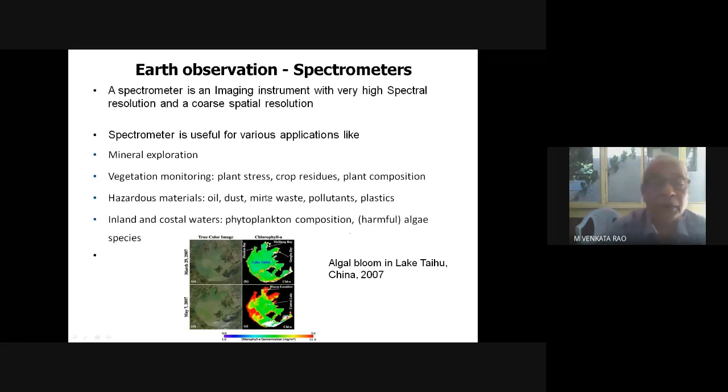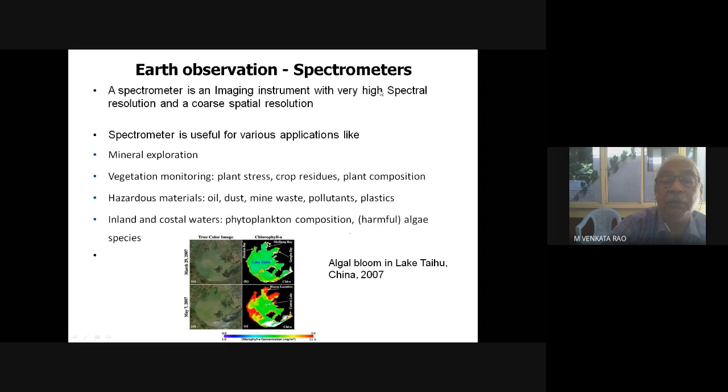The next type of payload is spectrometers. As I mentioned, the spectral resolution I discussed earlier was with bands, four bands, band 1, band 2, like that, with lenses, filters, etc. Whereas a spectrometer is an imaging instrument with very high spectral resolution and a coarse spatial resolution.